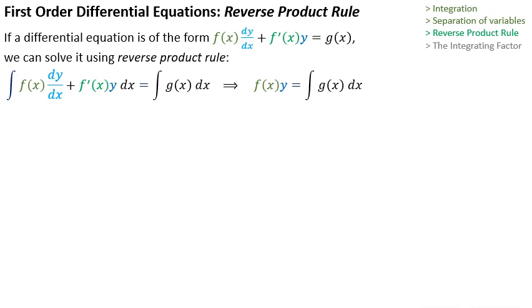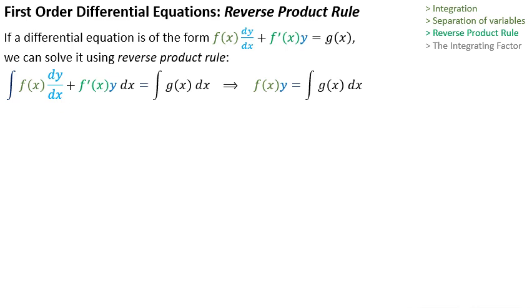F of x times y will give us f of x times the derivative of y plus y times the derivative of f of x. Which means when we go in reverse, as long as we've got this format matching what we've got on the screen, we can integrate it and turn it into simply f of x times y. On the right-hand side, we just need to integrate whatever we had already on the right-hand side.